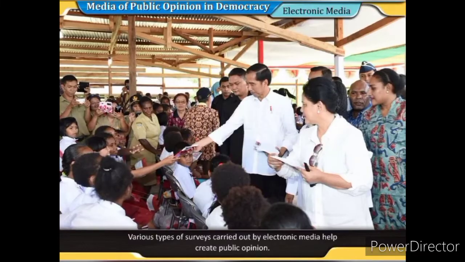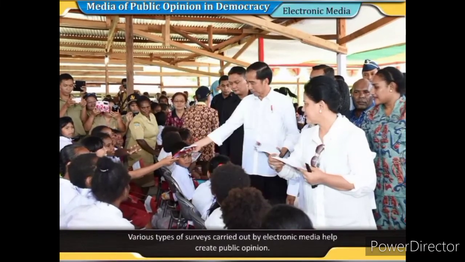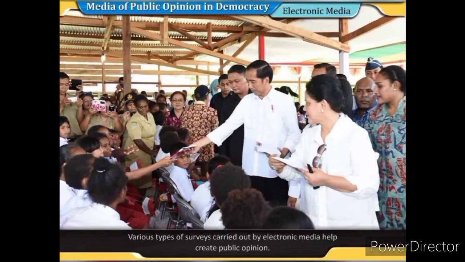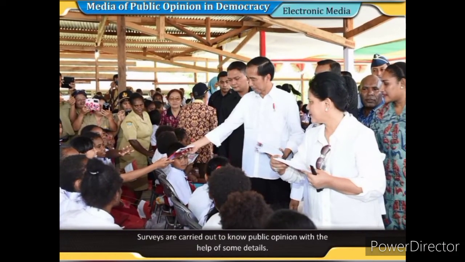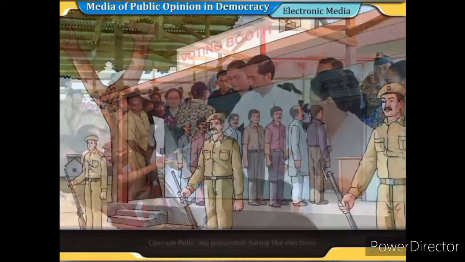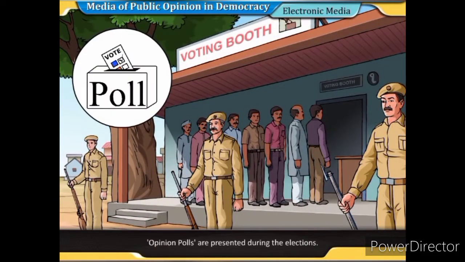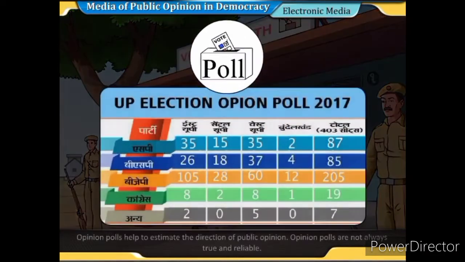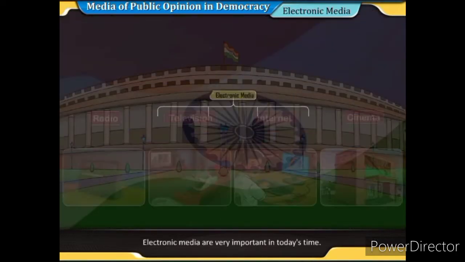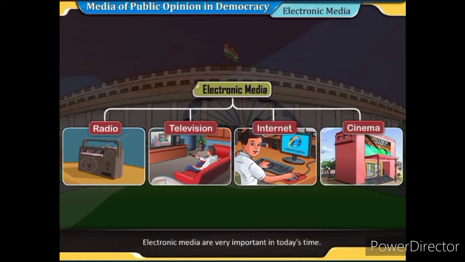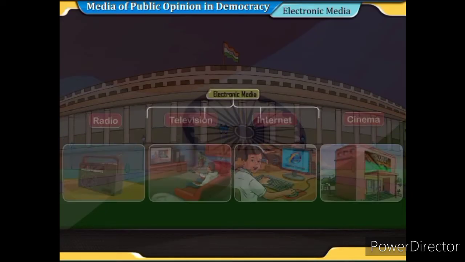Various types of surveys carried out by electronic media help create public opinion. Surveys are carried out to know public opinion with the help of some details. Opinion polls are presented during the elections. Opinion polls help to estimate the direction of public opinion. Opinion polls are not always true and reliable. Electronic media are very important in today's time.